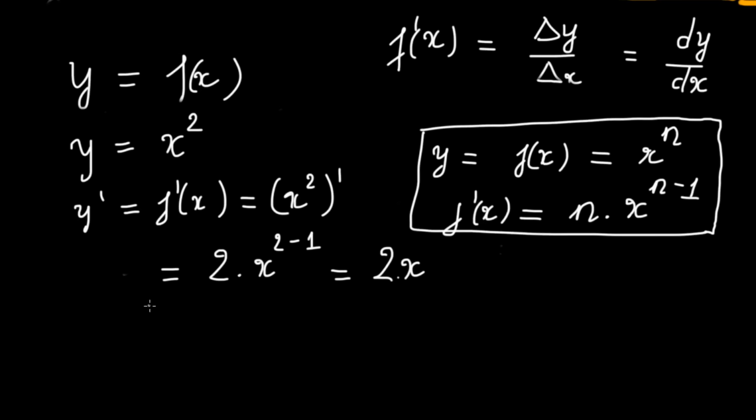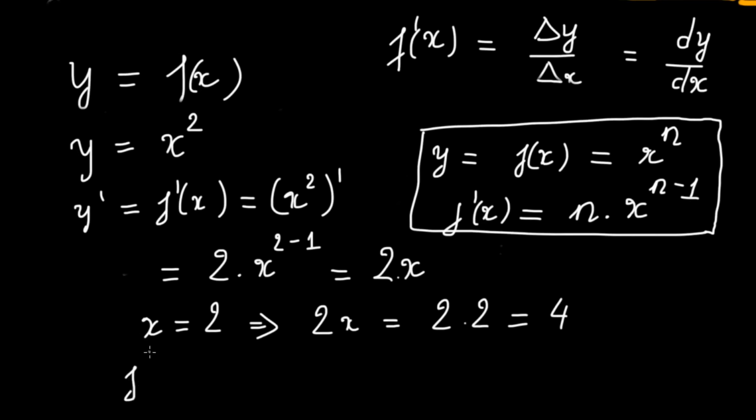But we need to find the derivative of this function at some given point, for example, at x equal 2. We can see at x equal 2, we have 2x will be equal 2 times 2 equal 4. So the derivative of this function when x equal 2, or we can say f prime of 2, will be equal 2 times 2 equal 4.